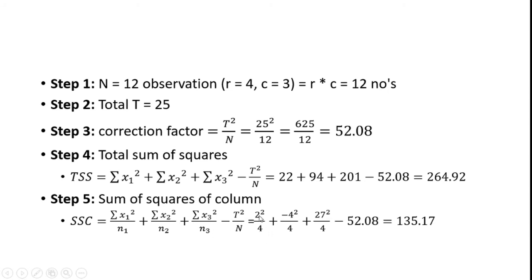So I substitute all the values in the respective formula. I get 2 square by 4 plus minus 4 square by 4 plus 27 square by 4 minus the correction factor, which is equal to 52.08. So I substitute all the values in the respective equation. I may get the sum of squares of column, which means engines, which is equal to 135.17.